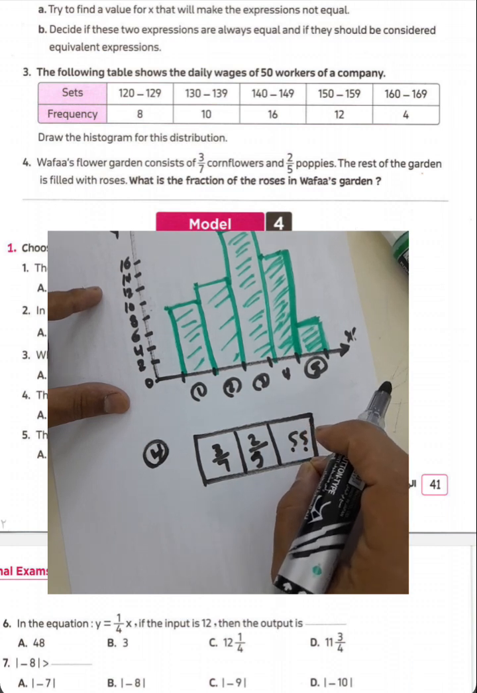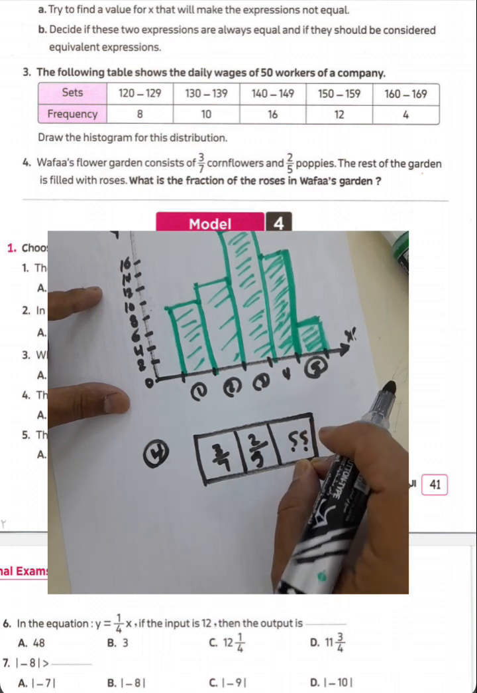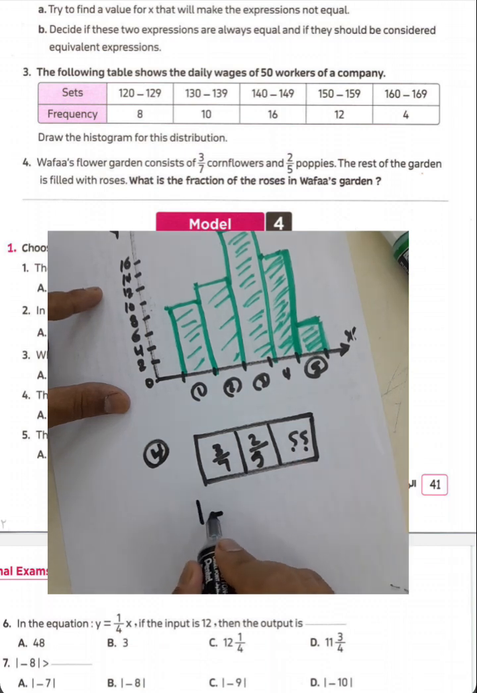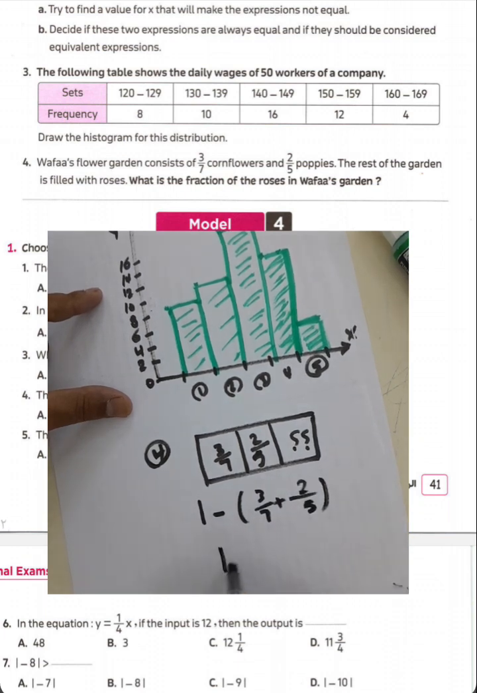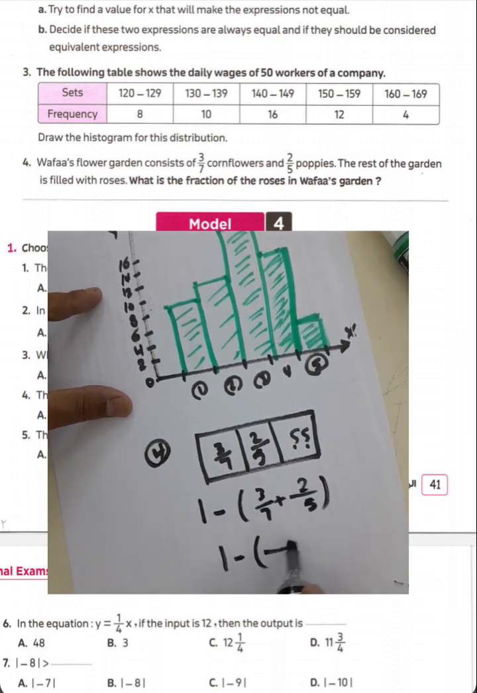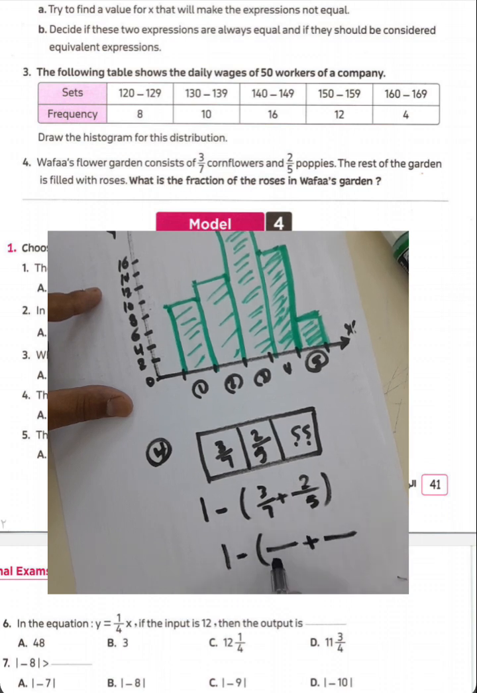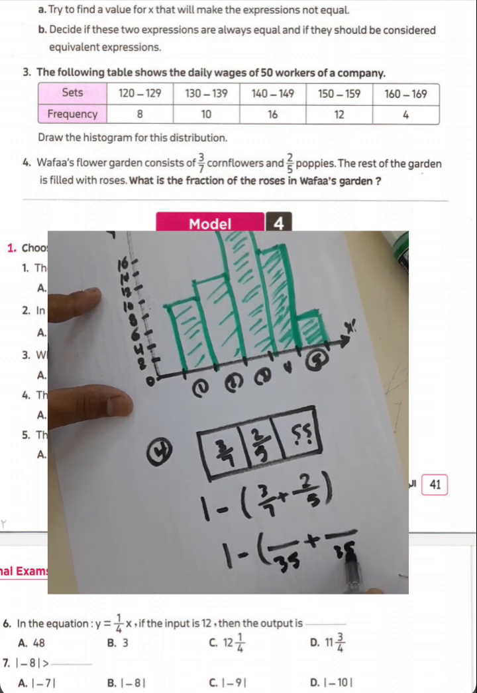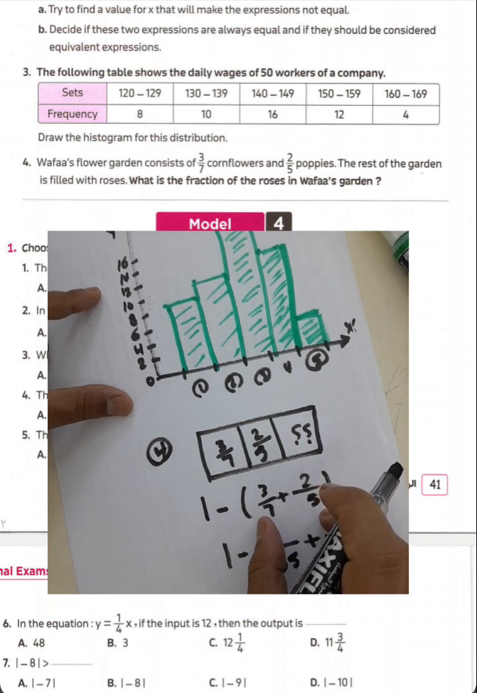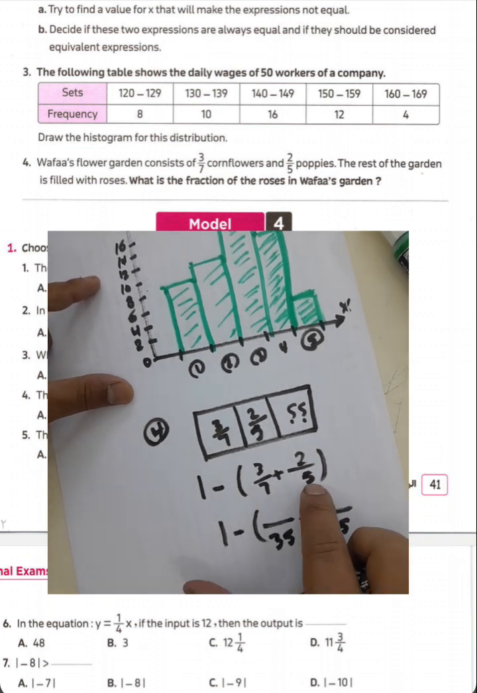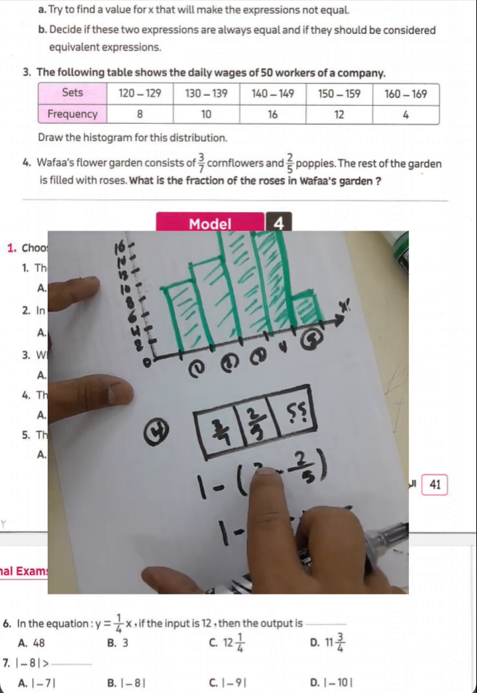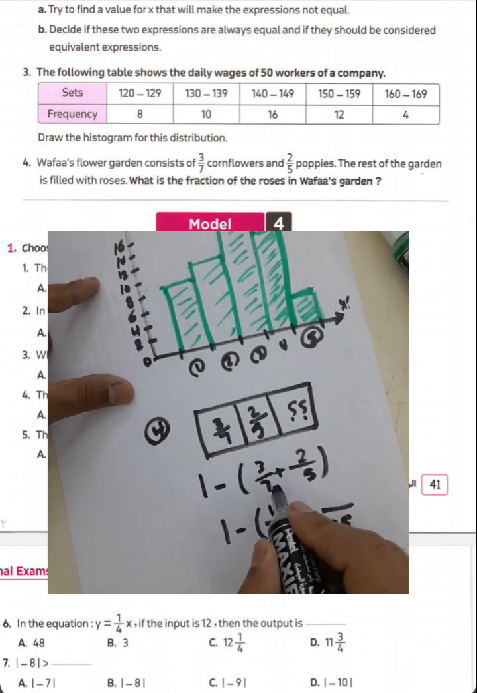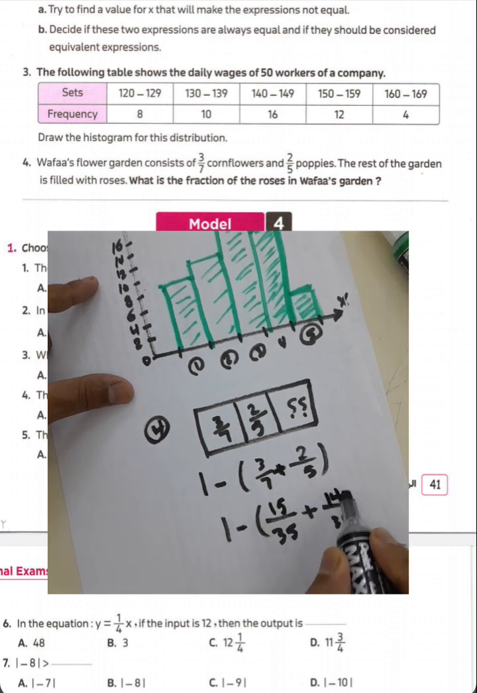The roses in Wafa's garden, it will be what? 1 subtract the sum of them, 3/7 and 2/5, right? 1 subtract the sum of them, right? The least common multiple of the two denominators will be 35, because we have two prime numbers. To find the least common multiple of 7 and 5, we must find the product of them. 5 by 7 equals 35, and 5 by 3 equals 15, and 2 times 7 equals 14.